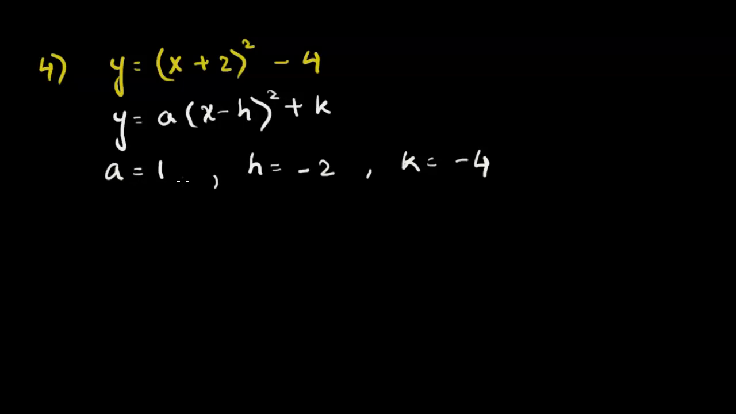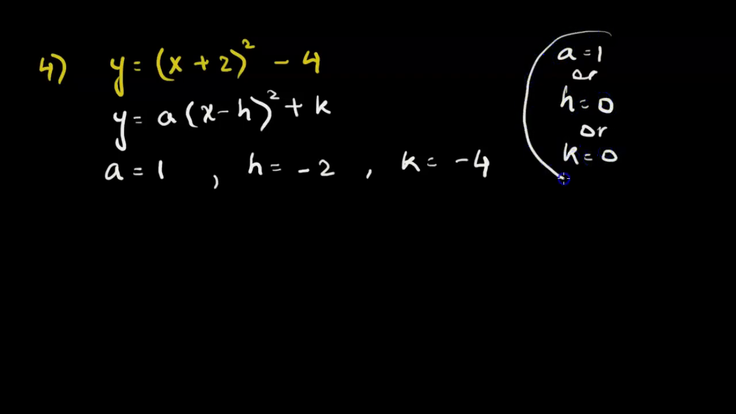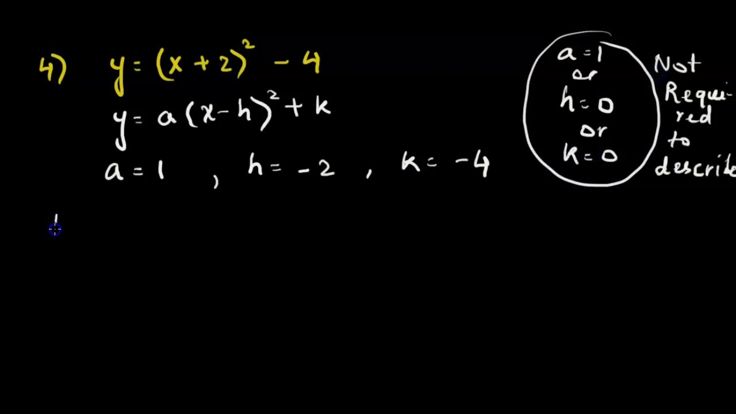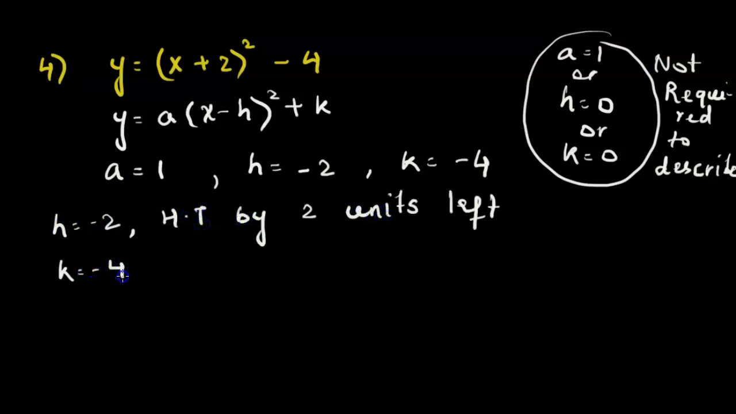So remember, when a is 1 or h is 0 or k is 0, we are not describing any of these transformations. So we would start describing h. h is negative 2 means the graph is horizontally translated by 2 units left. k is negative 4 means the graph is vertically translated by 4 units down. And this is how we describe transformations whenever we are given a quadratic equation in vertex form.